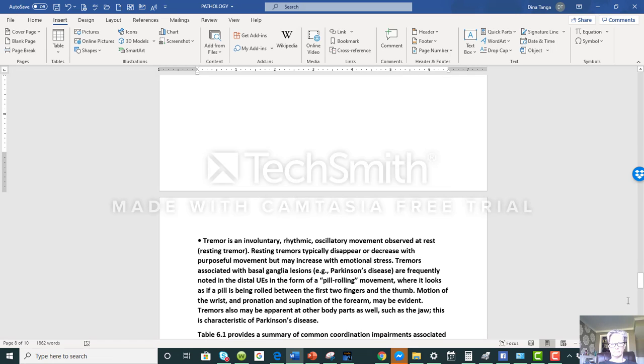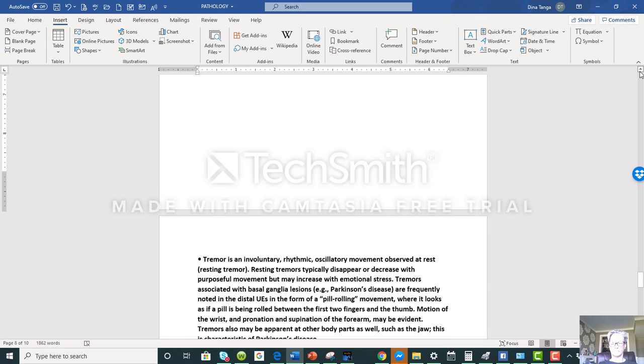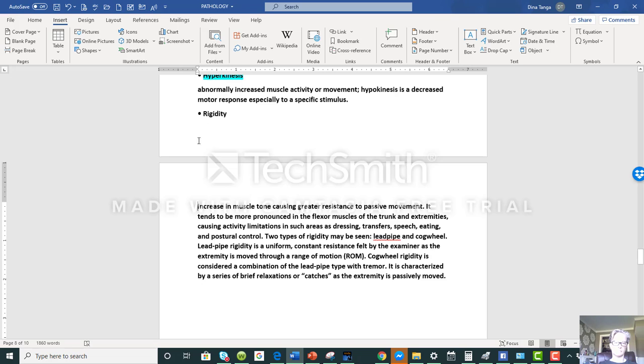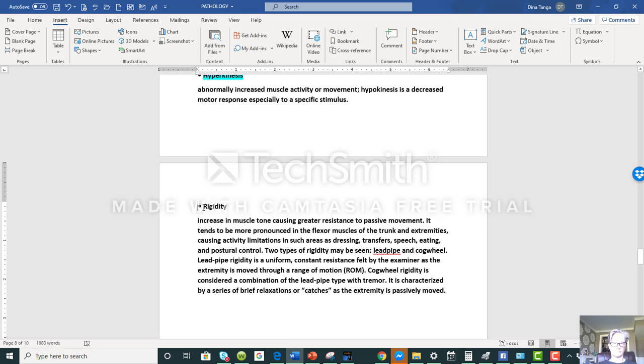Rigidity is an increase in muscle tone causing greater resistance to passive movement. It tends to be more pronounced in the flexor muscles of the trunk and extremities, causing activity limitations in such areas as dressing, transfers, speech, eating, and postural control. Two types of rigidity may be seen: lead pipe and cogwheel.